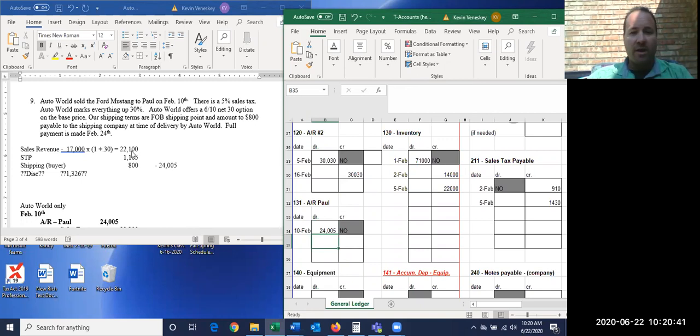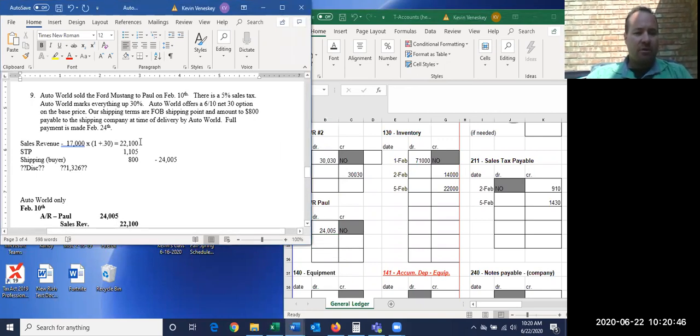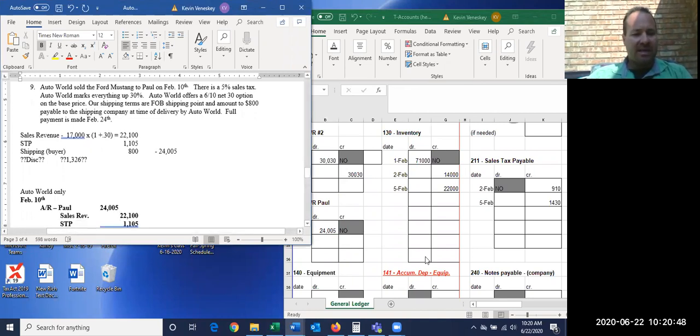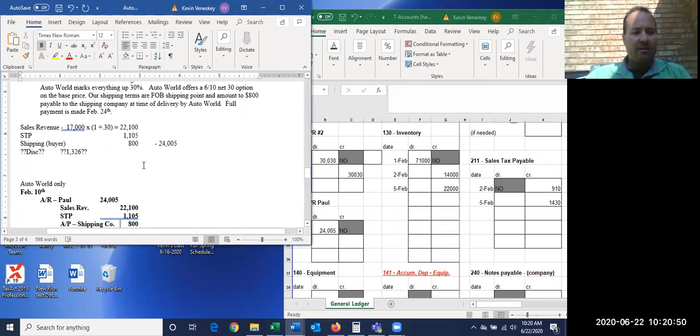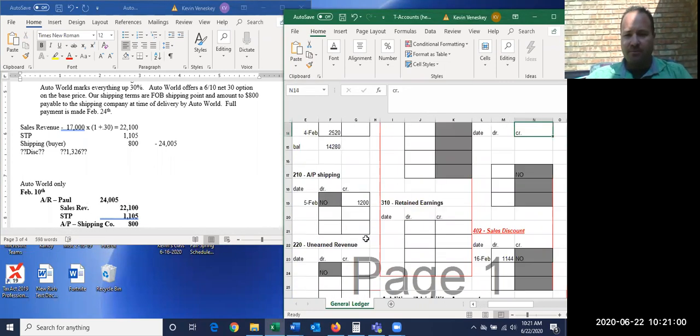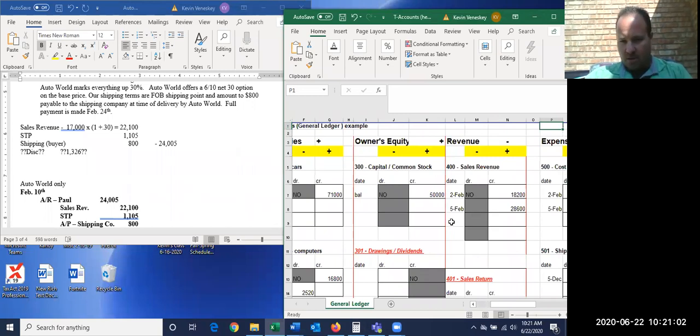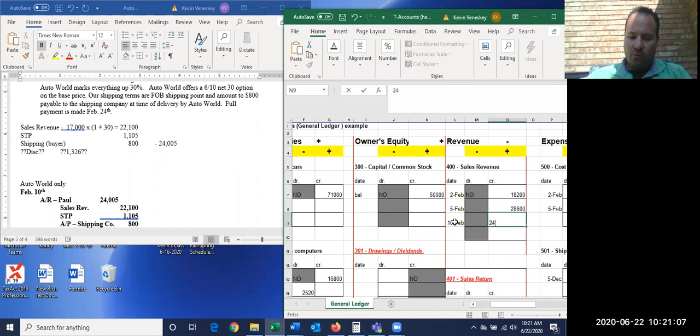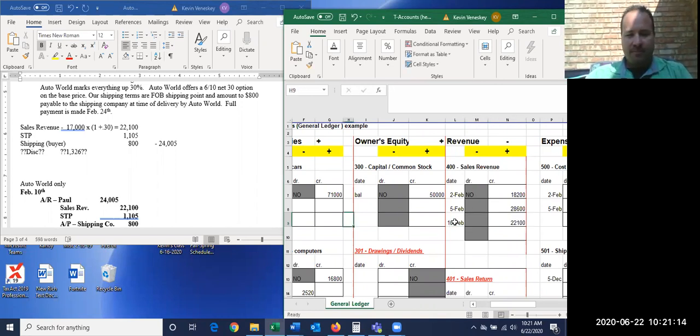So these 3 are my credit. That's why it helps to just go ahead and list them out. So we had sales revenue, sales tax payable, and finally, that I owe the shipping company $800 once the customer pays me. So I've got sales revenue on 2-10 of $24,005. Nope, sorry, $22,100.